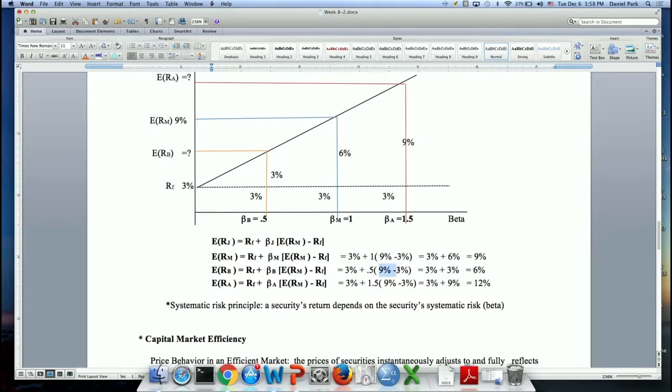And inside here, 6. Market risk premium is the same for everybody, right? For 1, 6%. Half of 6 is what? 3. Then the answer is 6. For 1.5, for 1, 9 minus 3 is 6. For each one, you get 6, but 1.5 means 9. That we have 12% as ERA. That's how we can get the answer.